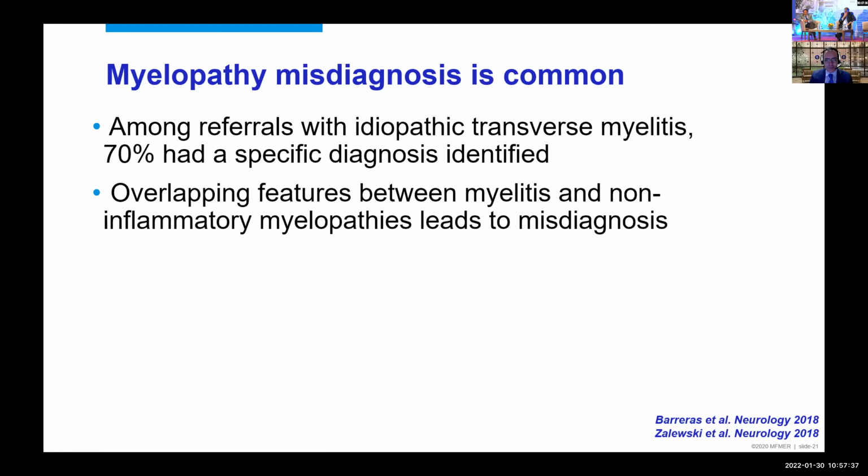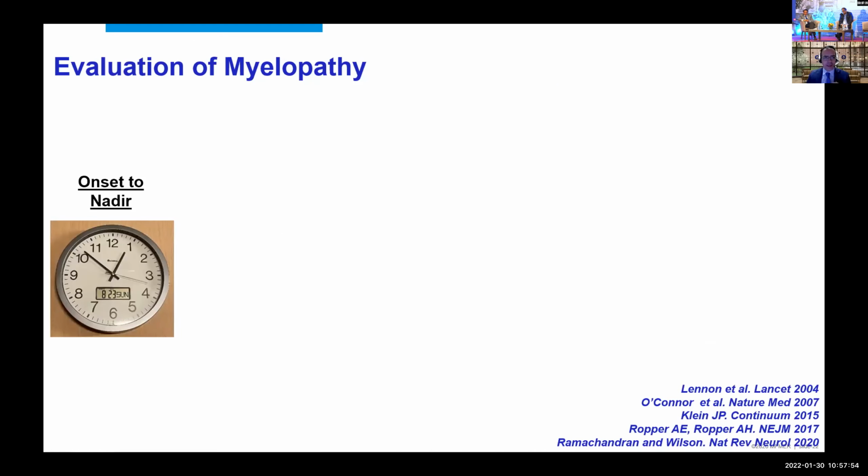And there have been many studies showing that there are overlapping features between inflammatory myelitis and non-inflammatory myelopathies that sometimes can lead to misdiagnosis. So we'll focus on some of those diagnostic pitfalls through this talk. When we think about evaluating myelopathy, something I'll mention on the next few slides is the time from the onset of symptoms to the maximal deficit, because this is really key to helping you stratify your differential diagnosis.